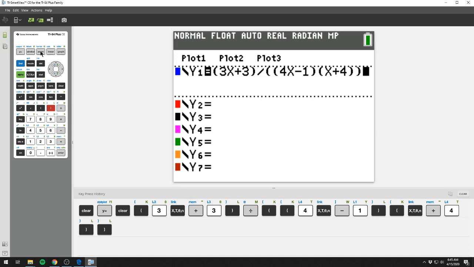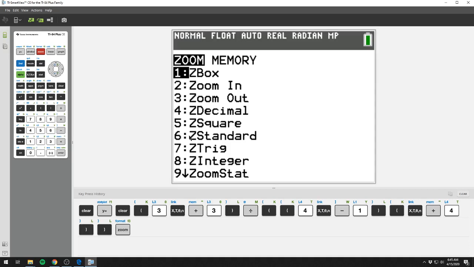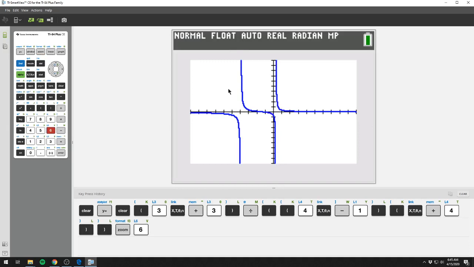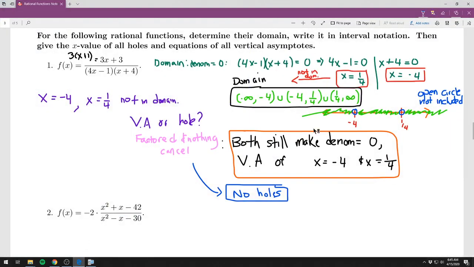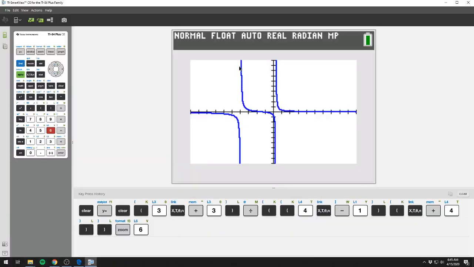And we'll go ahead. I don't know if I've messed around with the window. I'm going to hit zoom and 6, standard window here. We'll make it look pretty, for lack of a better term. And what I want to point out here, I can't draw on this thing. Unfortunately, I can only point at it. But we had two vertical asymptotes, at -4 and 1/4. If you look at x equals -4, we have this vertical separation of the graph.